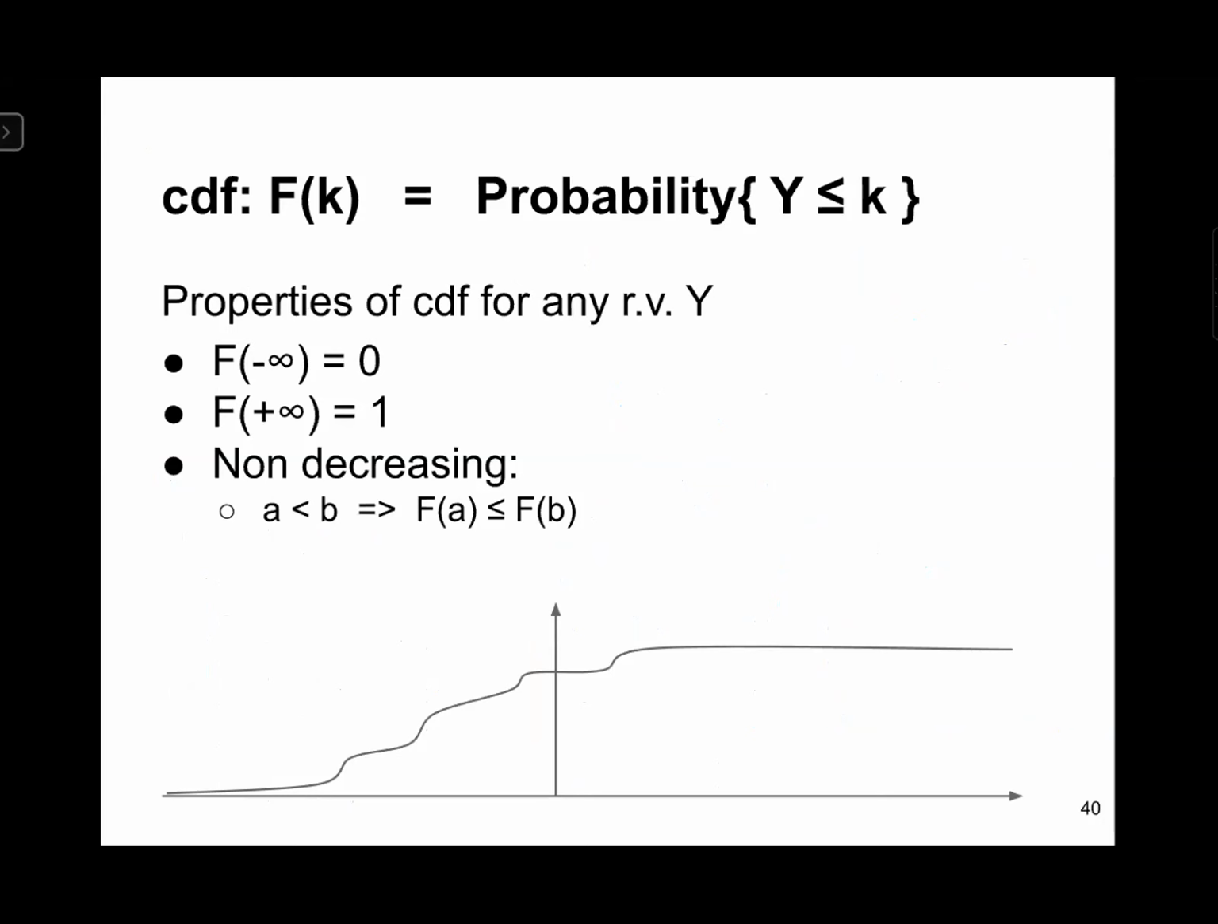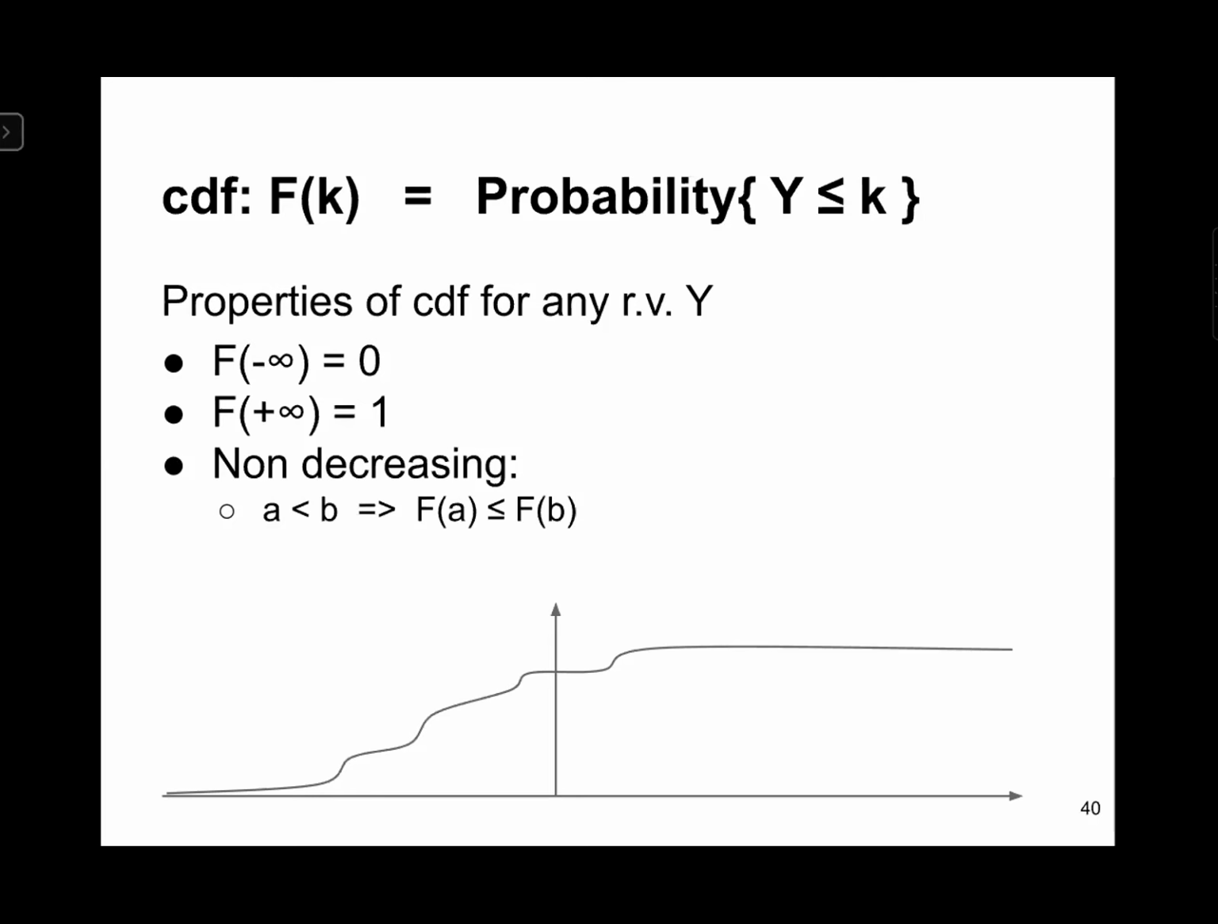But anyway, a cumulative distribution function shows the probability that your random variable is smaller or equal to a certain value. It starts at 0 at negative infinity, because your random variable cannot be smaller than negative infinity. So the probability that your random variable is smaller than negative infinity is 0.